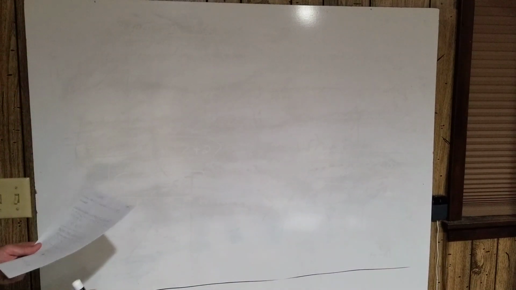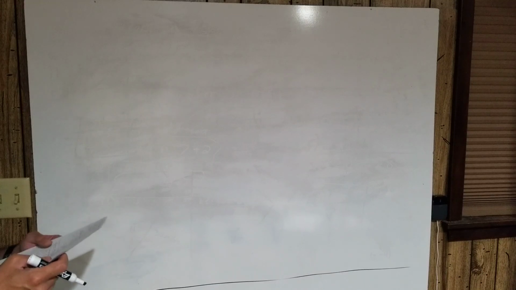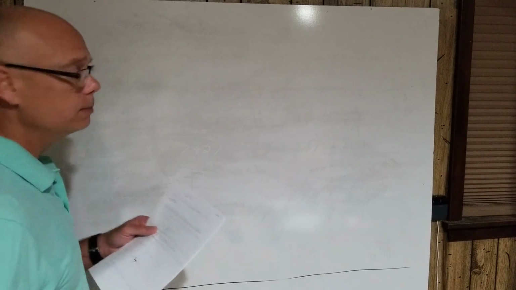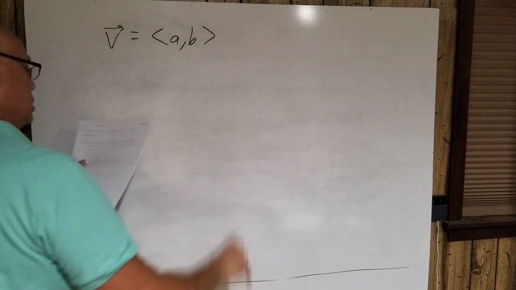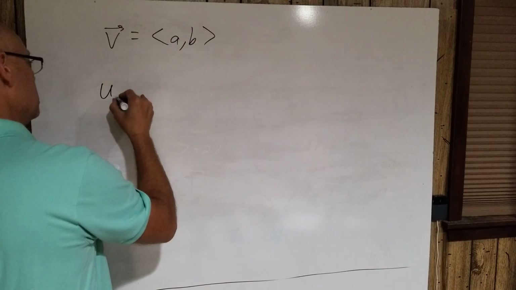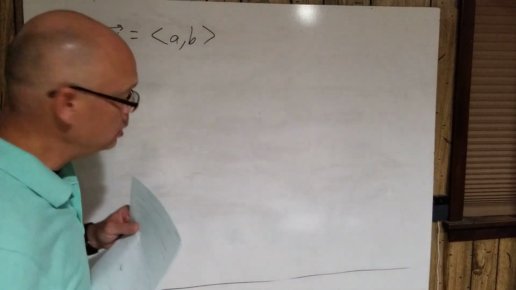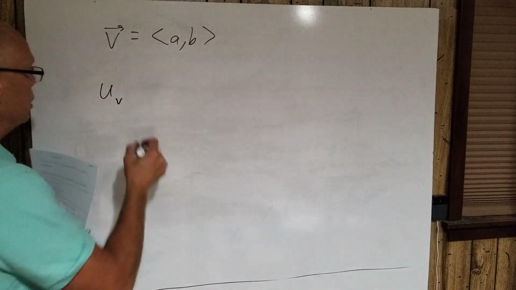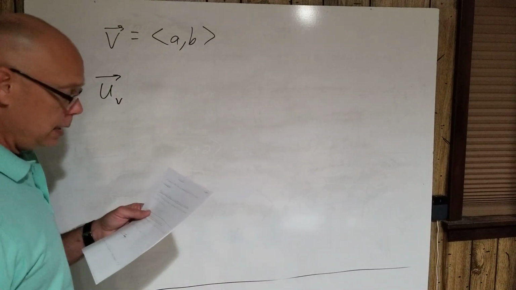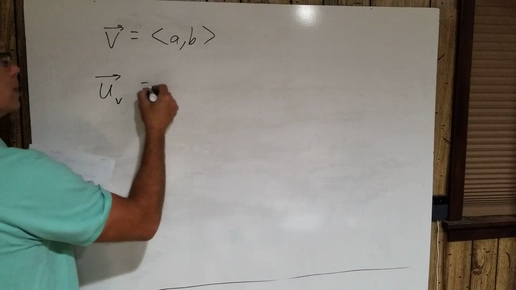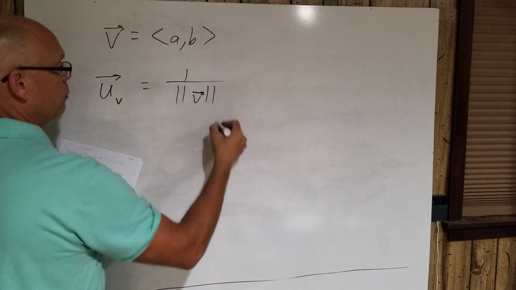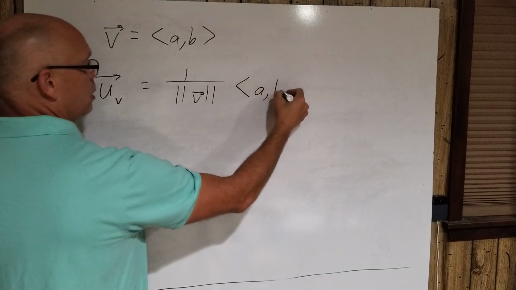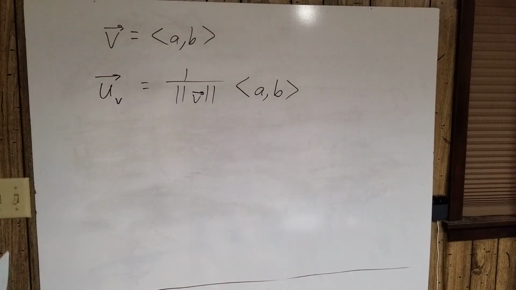All right. Then your book says how to find a unit vector in the direction of the given vector. It says if vector V is given in component form by <a, b>, then a unit vector, which they call u sub V, in the direction of V is given by this. The way we find the unit vector is we say 1 over the magnitude of vector V times vector V, like this. So that should be easy enough.